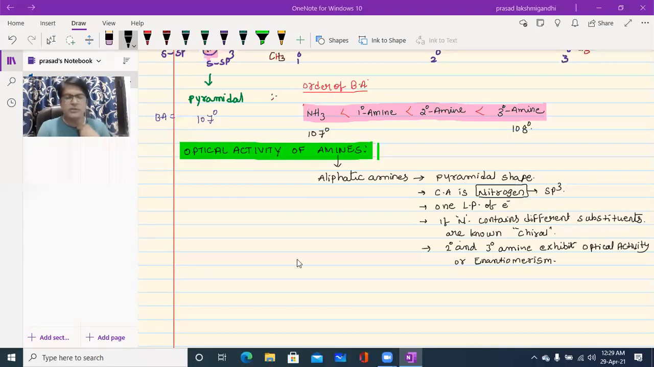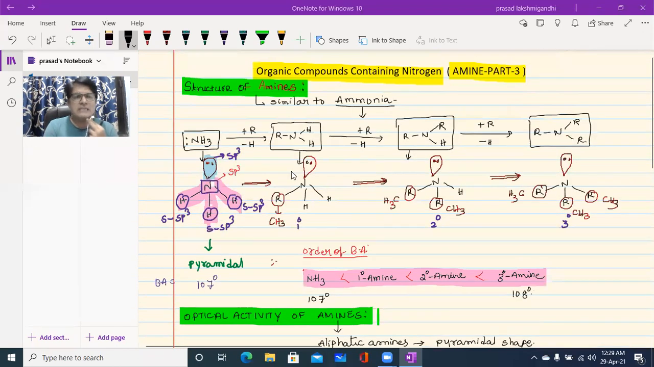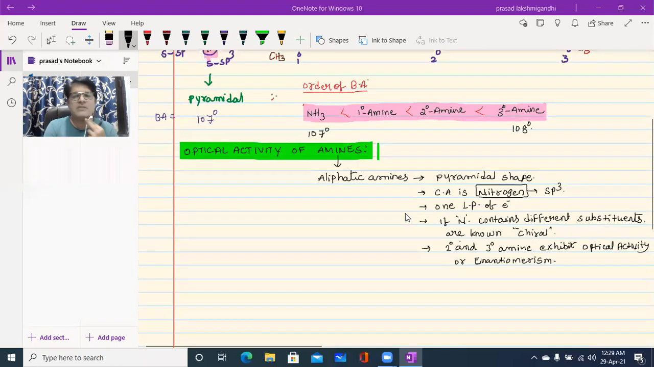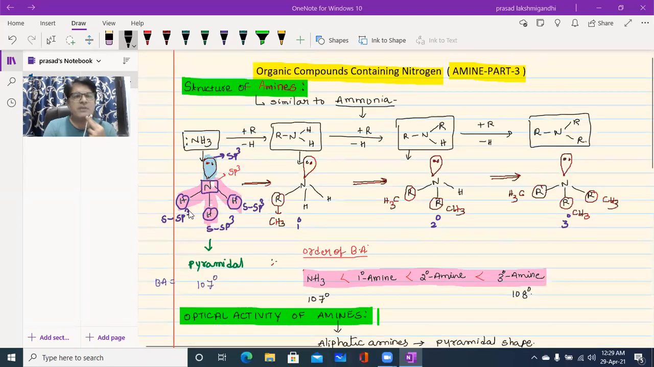In the next topic, let us see the optical activity of amines. By amines, here I mean aliphatic amines. Aliphatic amines means open chain, not aromatic, meaning not a benzene ring with NH2. Just aliphatic amines, like primary, secondary and tertiary amines, like these examples. For aliphatic amines, we know the geometry is pyramidal, like this pyramidal shape.